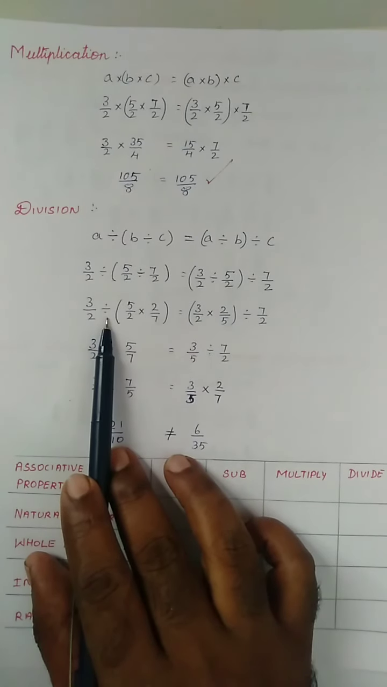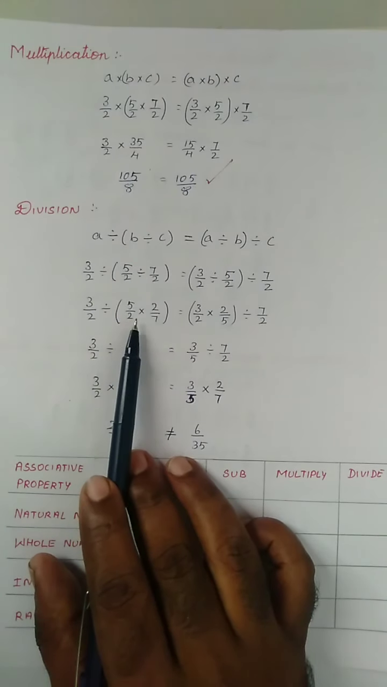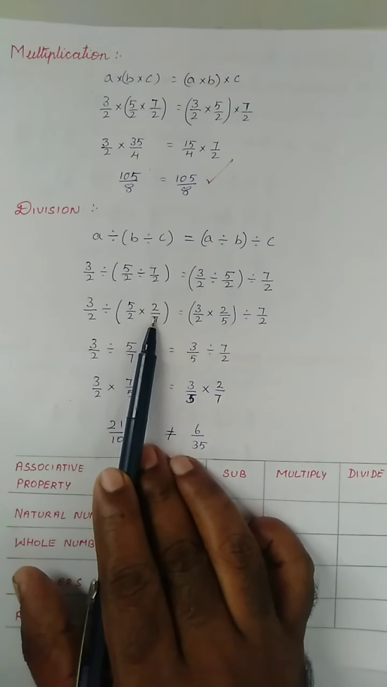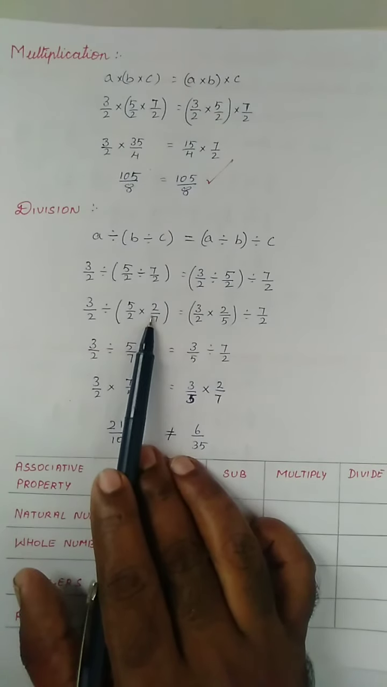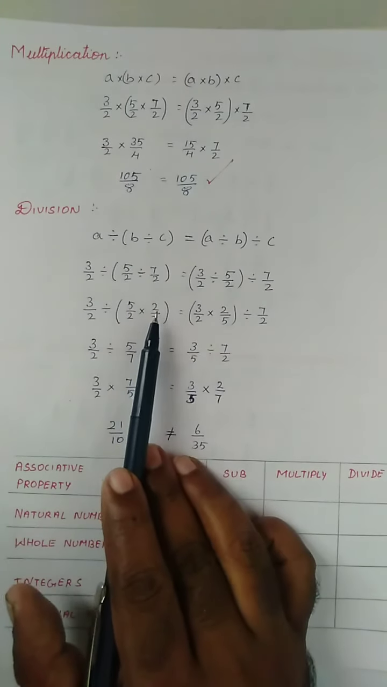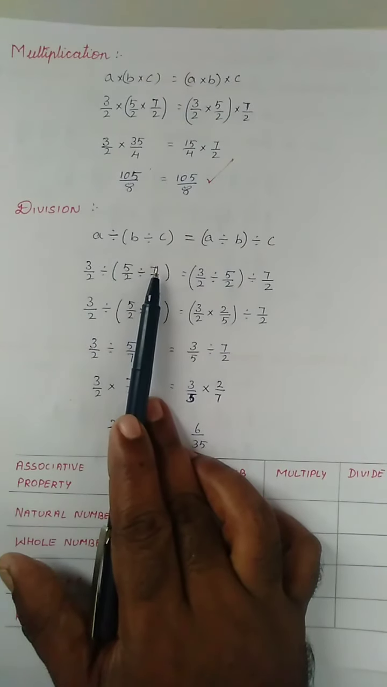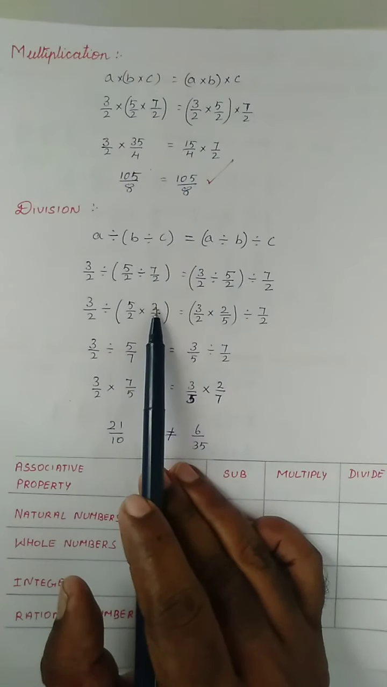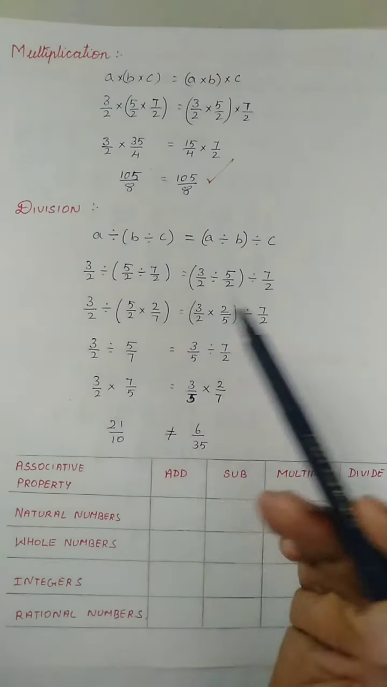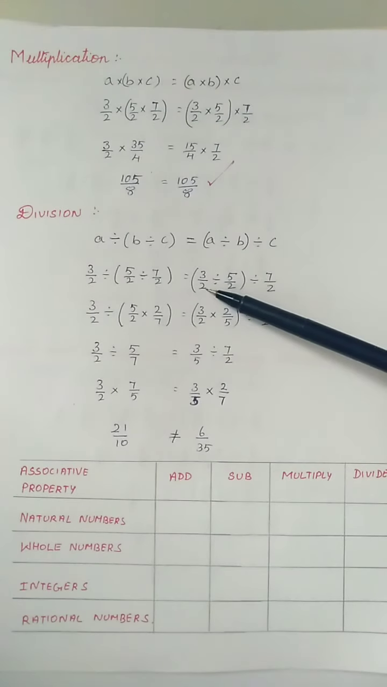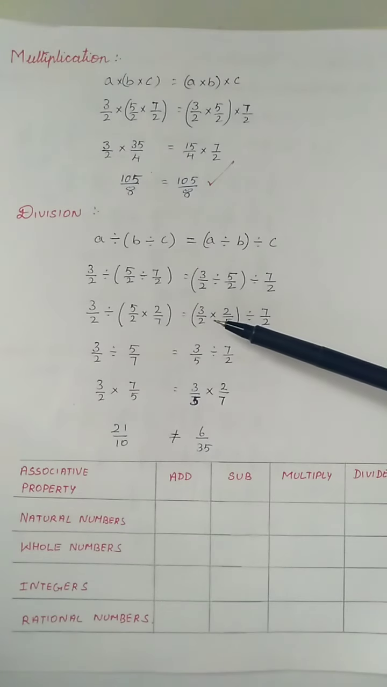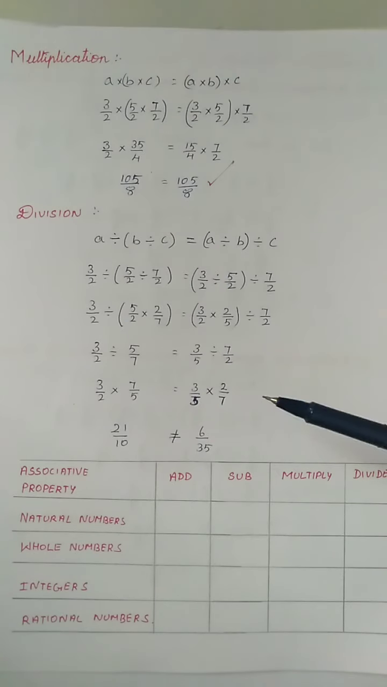3 by 2 divided by 5 by 2 will be as it is. Since we change this division symbol into multiplication, the next number will be changed to its reciprocal. So 7 by 2 will become 2 by 7, where 7 is the numerator, here it becomes the denominator, and 2 is the denominator, here it becomes the numerator. Similarly, here 3 by 2 divided by 5 by 2 will be changed to 3 by 2 into 2 by 5, divided by 7 by 2 will be as it is.